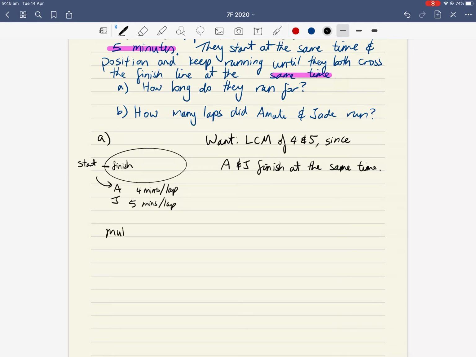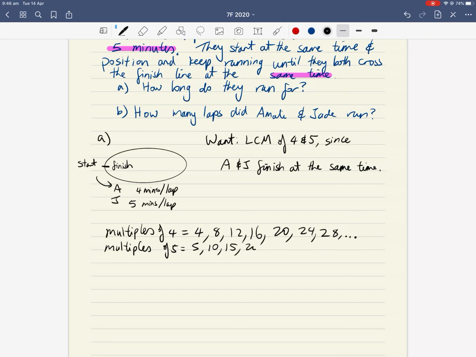So multiples of 4: 4 times 1 is 4, 4 times 2 is 8, 4 times 3 is 12, 4 times 4 is 16, 4 times 5 is 20, 4 times 6 is 24, 4 times 7 is 28, and it goes on forever. Let's list out the multiples of 5. So 5 times 1 is 5, 5 times 2 is 10, 5 times 3 is 15, 5 times 4 is 20, 5 times 5 is 25, etc.